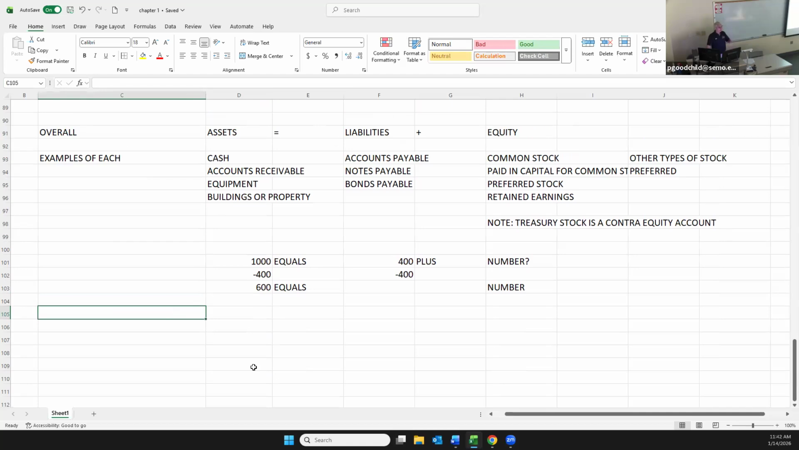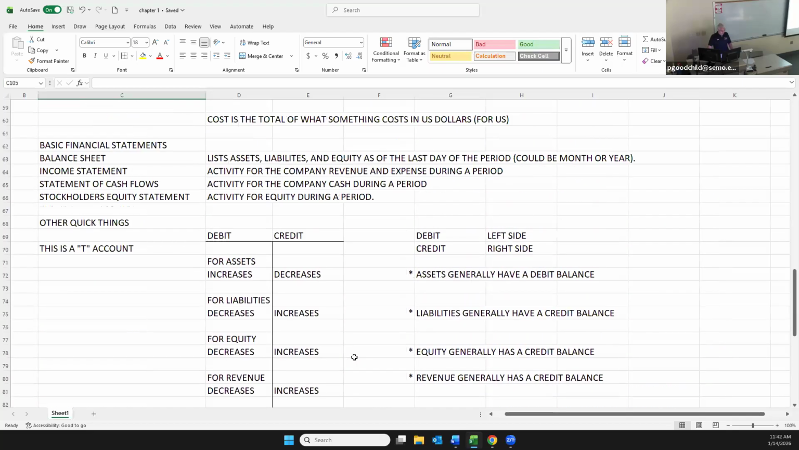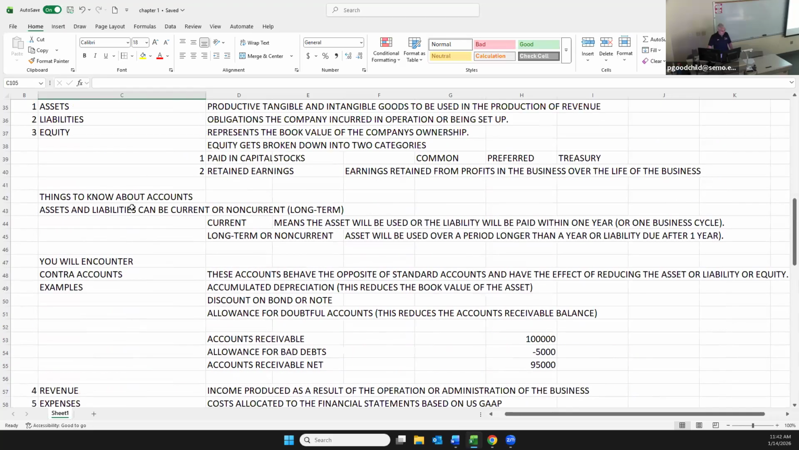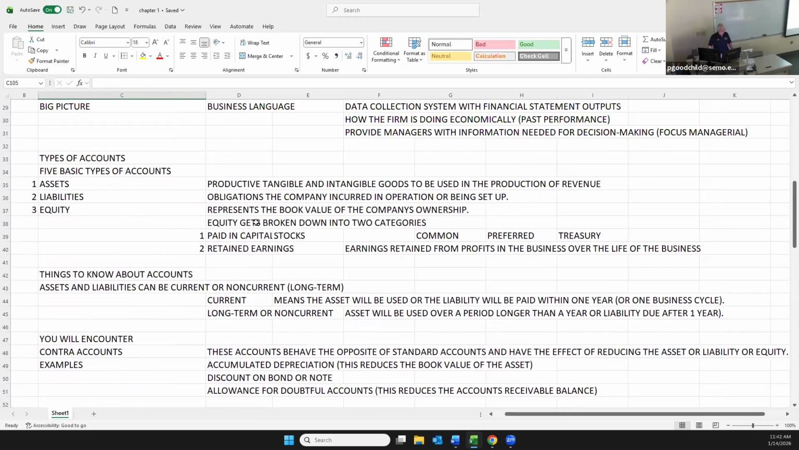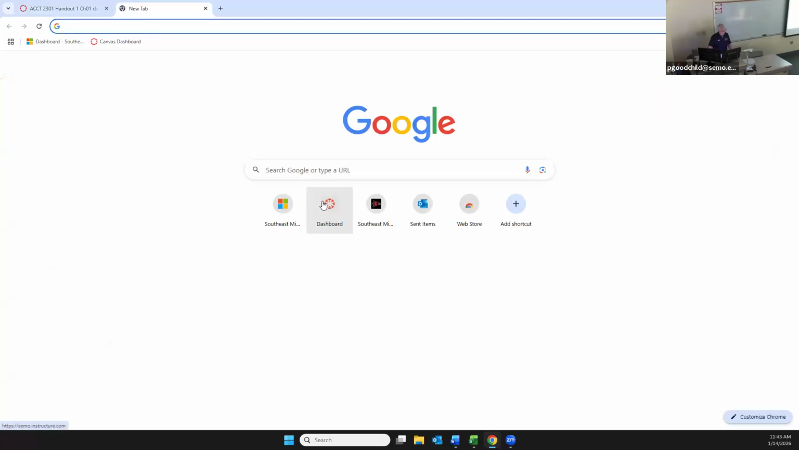Any questions? Go ahead. Can you please give me a flat definition for assets, liability, and equity? So that would be here. Assets: productive, tangible, and intangible goods to be used in the production of revenue. Liabilities are the obligations, and equity represents the value of the company's ownership. Obviously, these are my sort of shorthand for them.